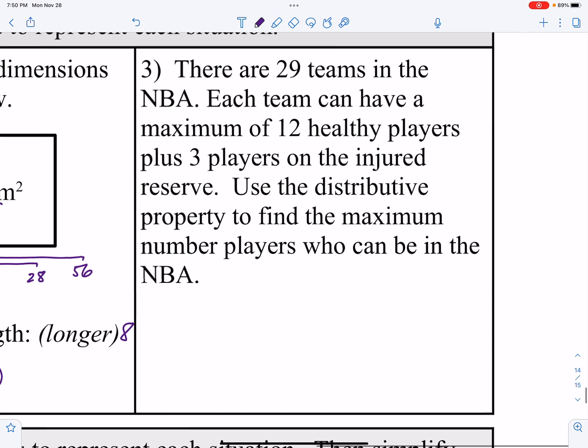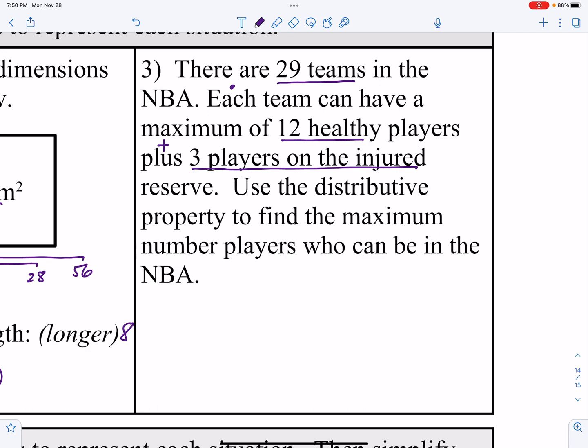All right, let's go ahead and look at the word problems. There's 29 teams in the NBA. Each team, so each typically means multiply. Okay, it can, not always, but a lot of times. Each team can have a maximum of 12 healthy players. Notice plus 3 players on the injured reserve. Okay, use the distributive property to find the maximum number of players who can be in the NBA.